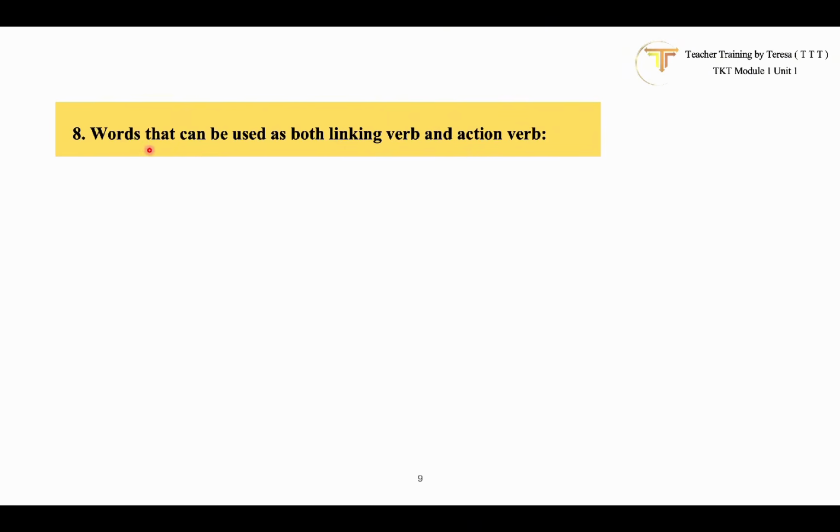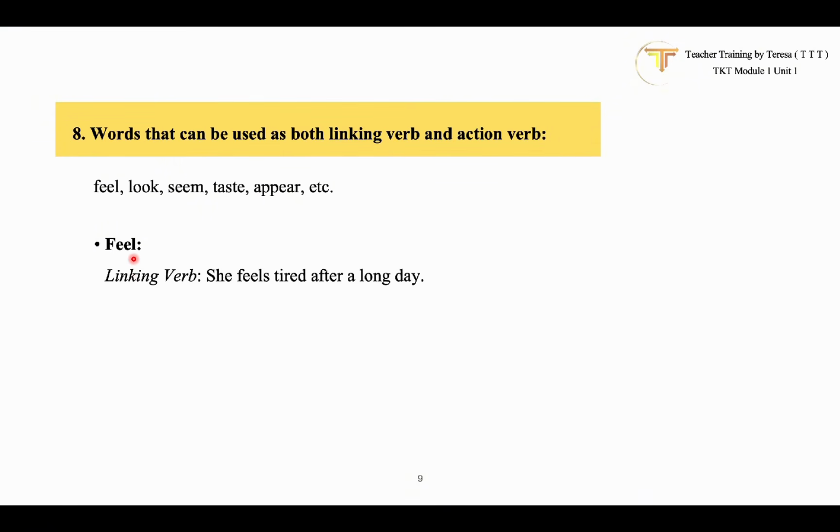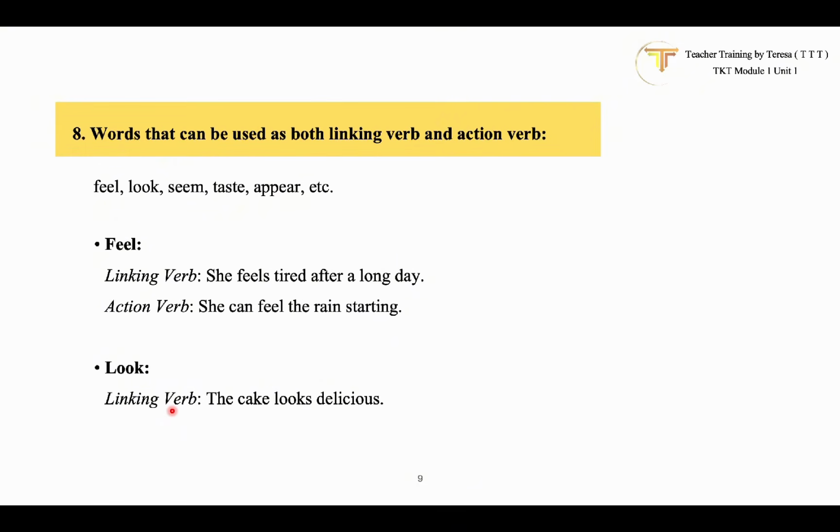8. Words that can be used as both linking verb and action verb. Feel, look, seem, taste, appear, etc. Feel. Linking verb. She feels tired after a long day. Action verb. She can feel the rain starting. Look. Linking verb. The cake looks delicious. Action verb. He always looks at the sky during sunset.